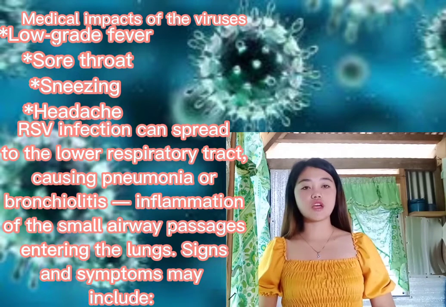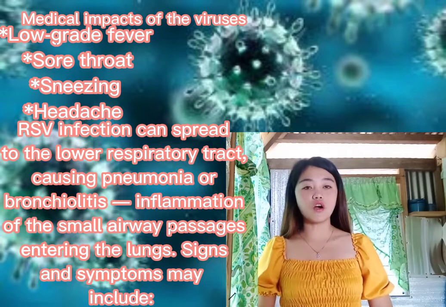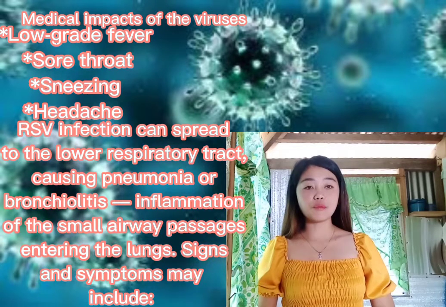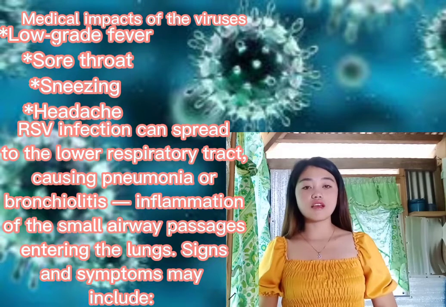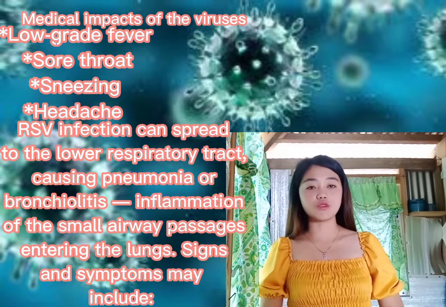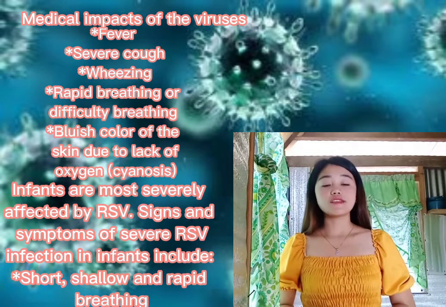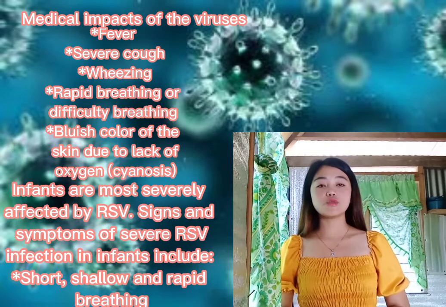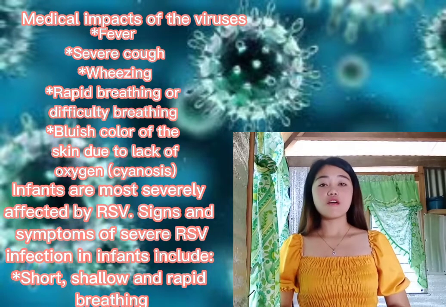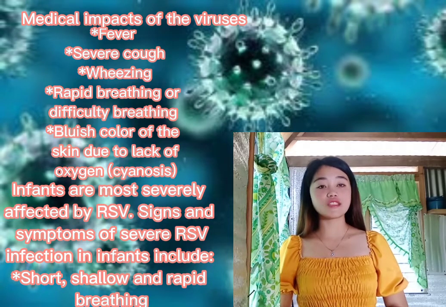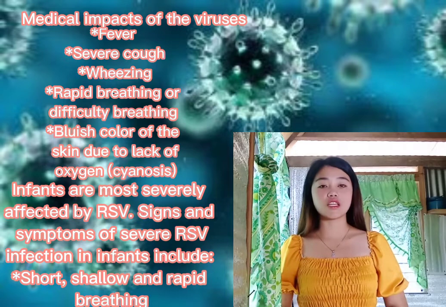RSV infection can spread to the lower respiratory tract, causing pneumonia or bronchiolitis, inflammation of the small airway passages entering the lungs. Signs and symptoms may include: first, fever; second, severe cough; third, wheezing; fourth, rapid breathing or difficulty breathing; fifth, bluish color of the skin due to lack of oxygen.